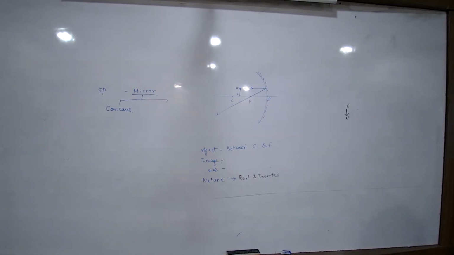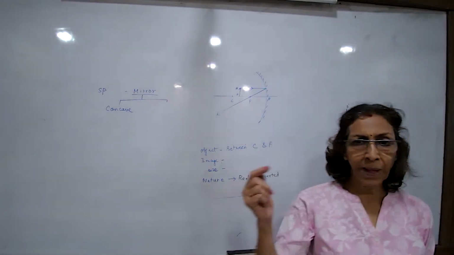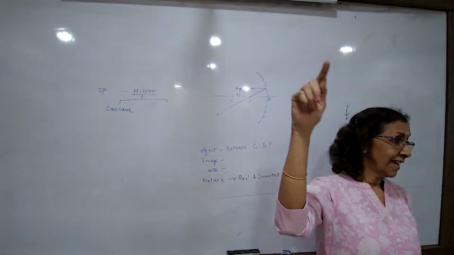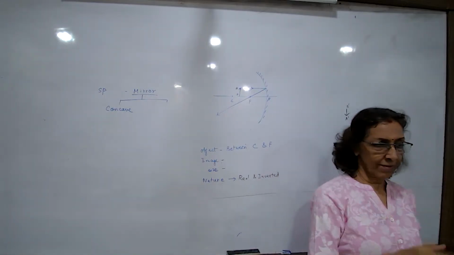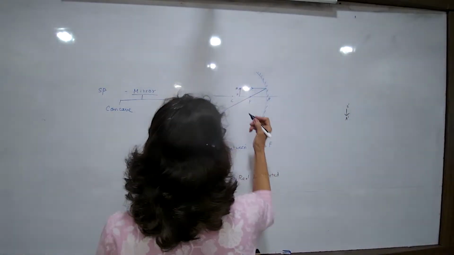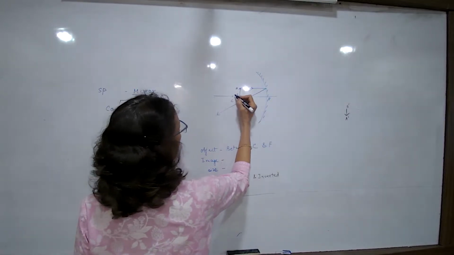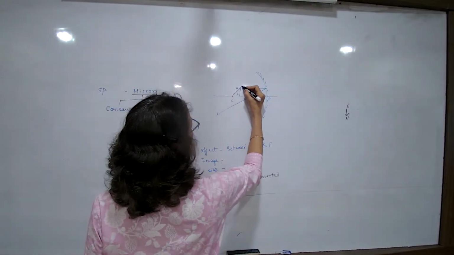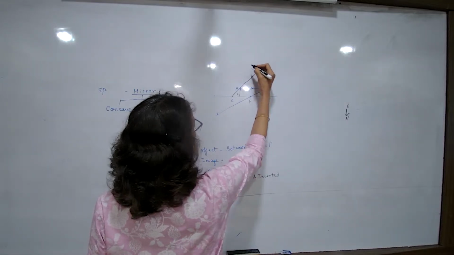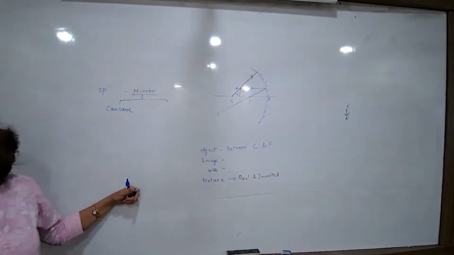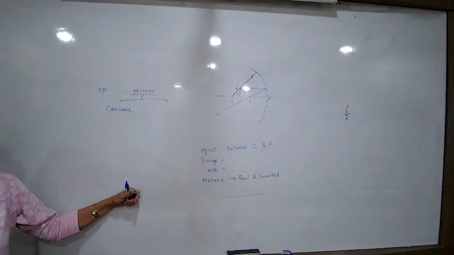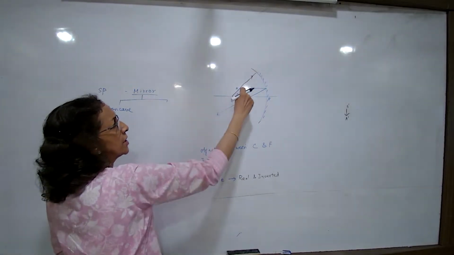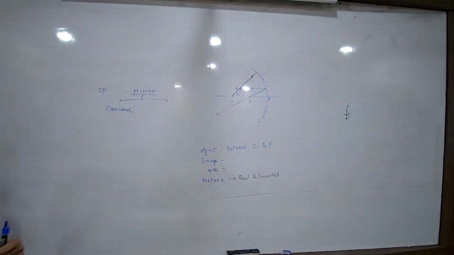What happens to the ray that is passing through C? If I take a ray passing through C, it retraces its path. Another ray, I'm drawing it in black. From C to A, suppose I have that ray. That's an incident ray from C. This is a radius, right? From C, touching this point. Draw that.